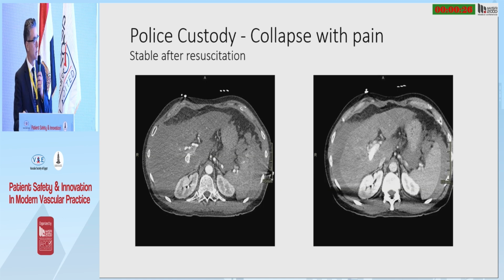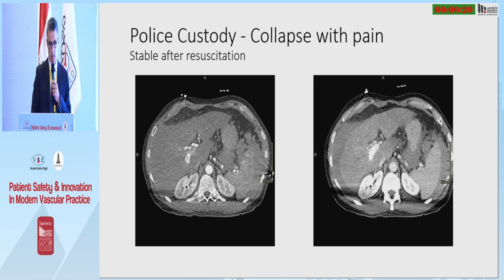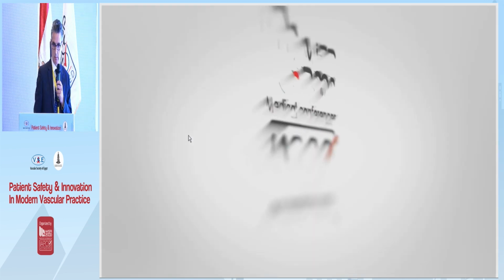This is a more woeful tale. This chap was, as you can see, an alcoholic patient. He's got a TIPS in situ. He's got cirrhosis. And he was picked up by the police. We don't quite know what led to his collapse and how he was treated, but he collapsed in the cell and then was rushed to hospital, resuscitated, given supportive therapy, and went to CT scan.